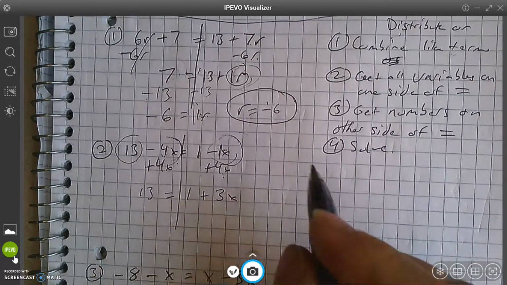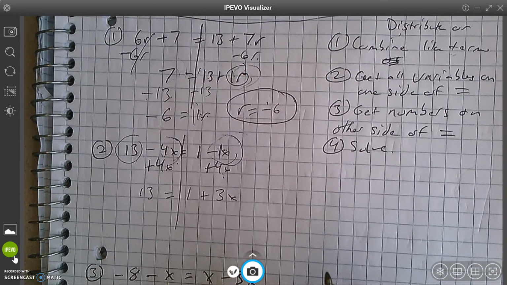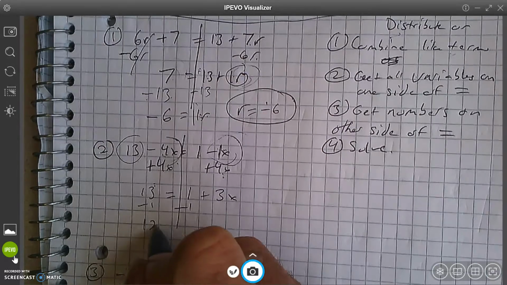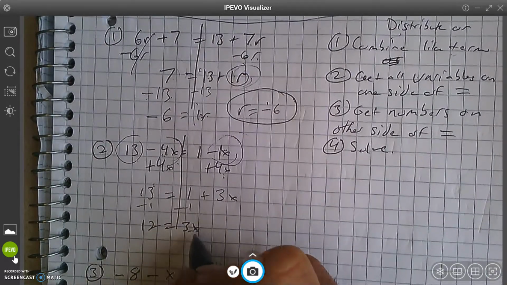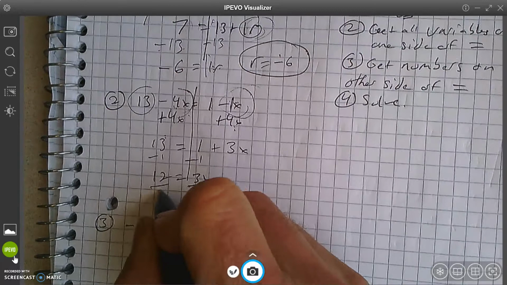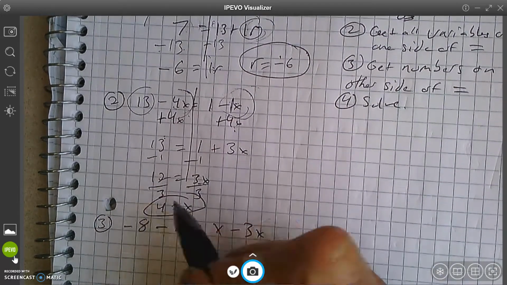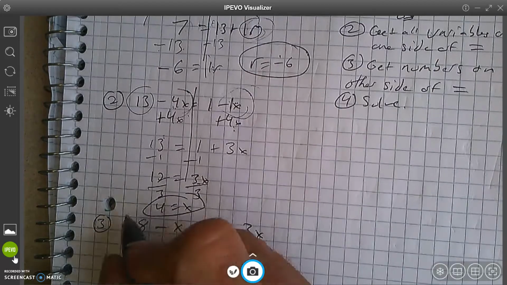Take it from here and solve it. The numbers have to be on this side, so subtract 1. The opposite of multiplication is division. 3 times 4 is 12. Got it. x equals 4.